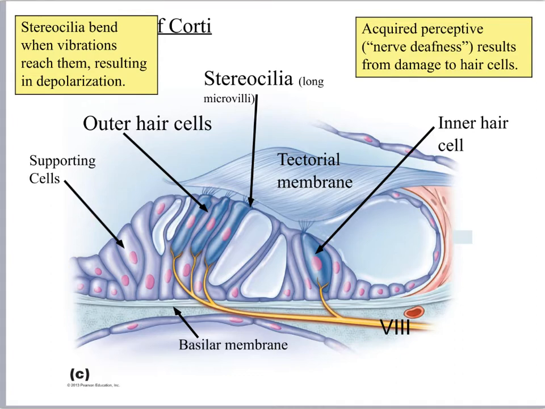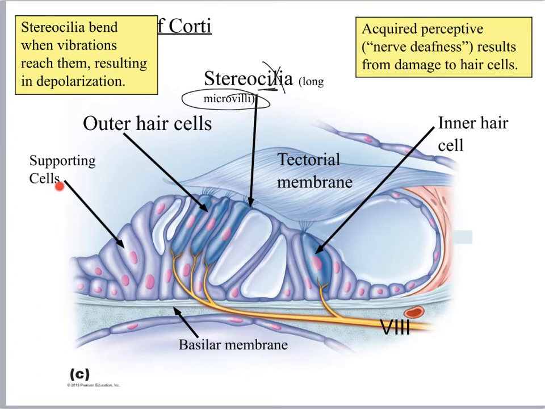You've got the tectorial membrane, which has these little hairs sticking out. These are stereocilia. Now, this is not actual cilia. This is a bad name. These are actually microvilli, but we call them stereocilia. So these are folds in the plasma membrane that attach to what we call hair cells, which is a stupid name, but that's what it's called. And this is the receptor for hearing.